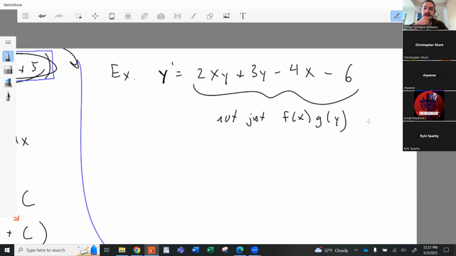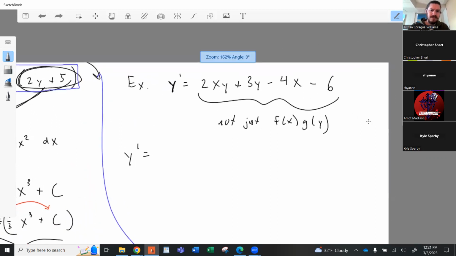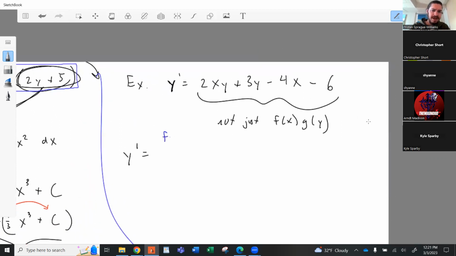Right? It's jumbled up. We've got a term with an x times y, a term with a y, a term with an x, and a constant term. Well, what we can do is try to factor it. Let's do factor by grouping. This is something you might not have done since basic algebra class or intermediate algebra, maybe. Let's factor by grouping.